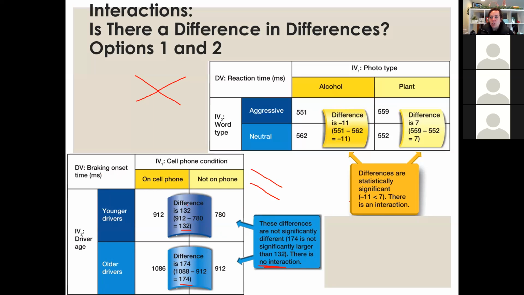You can figure it out mathematically, but what I want you guys to know is being able to identify it. So if you see a graph like this, you can say, oh yeah, there's an interaction. You see this graph, you go, no interaction, those are just main effects. Okay, that's the goal.